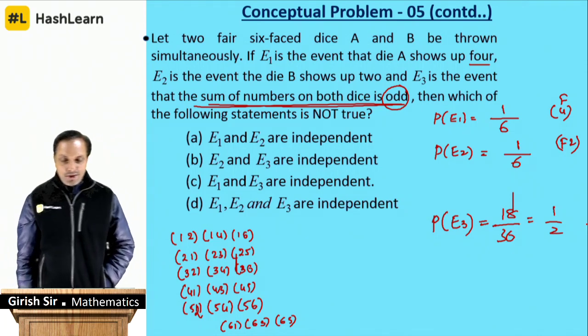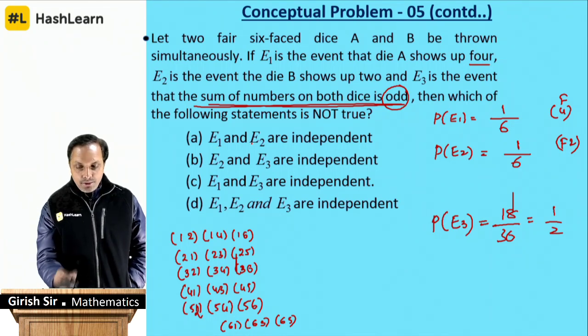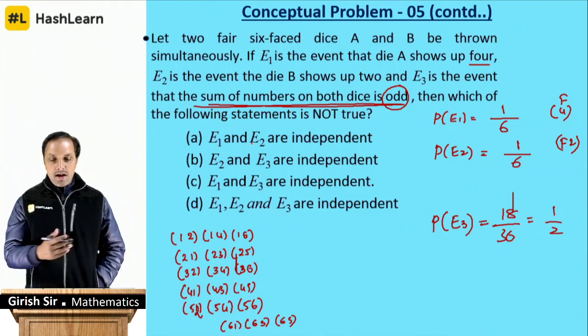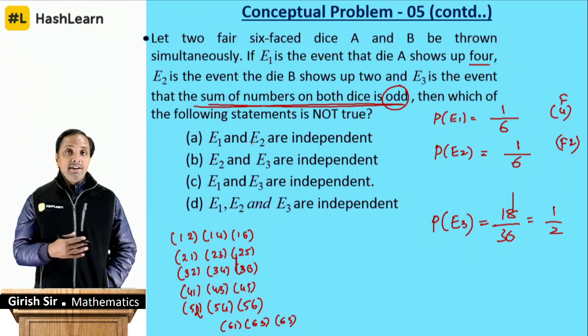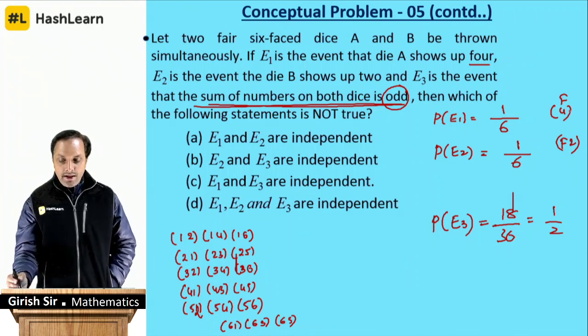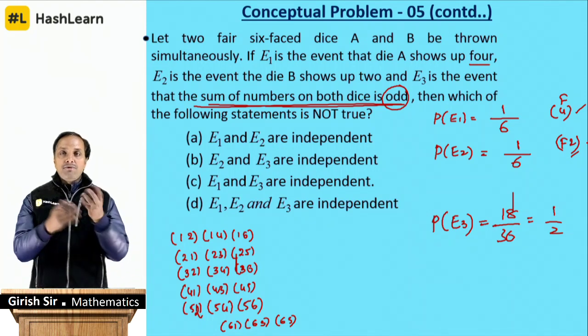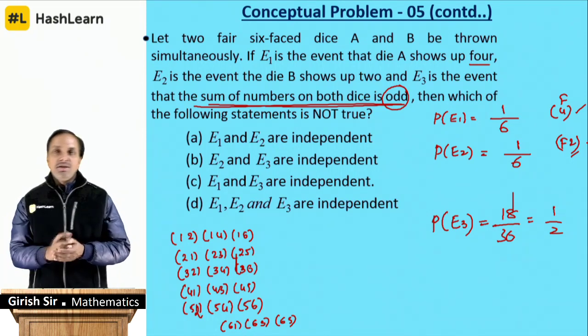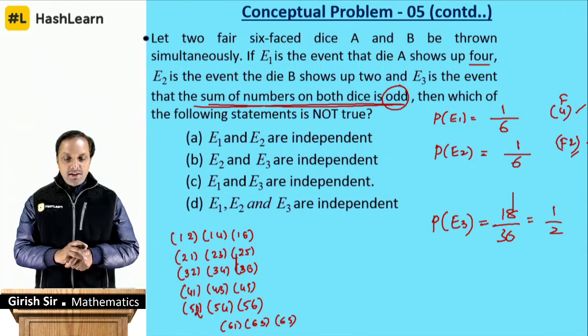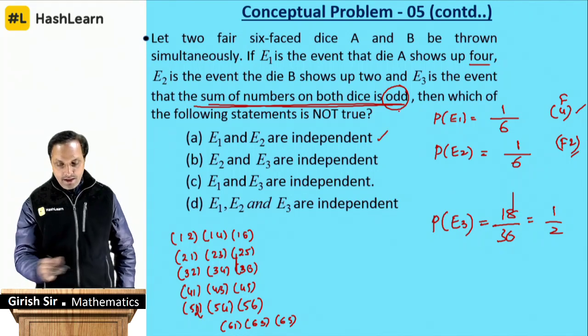So what are they talking of? E1 and E2 are independent. Yeah, absolutely right. The reason behind that is, number 4 is appearing and number 2 is appearing. So number 4 appearing will not at all disturb number 2. So E1 and E2 are independent, absolutely.